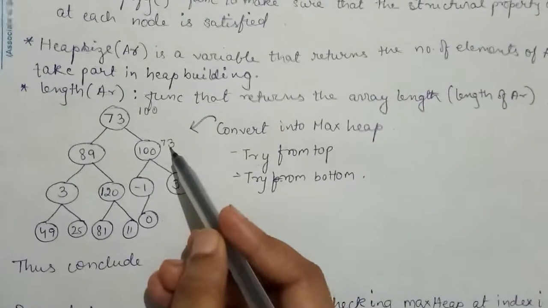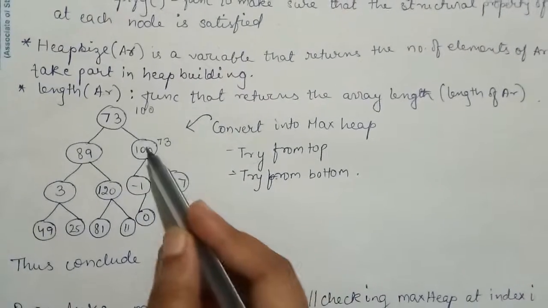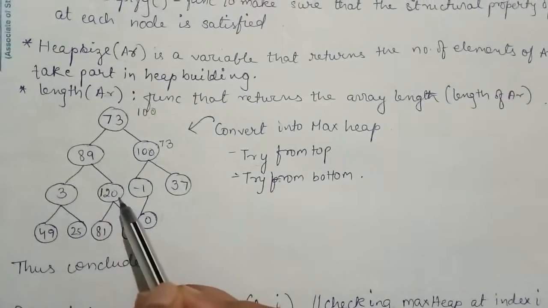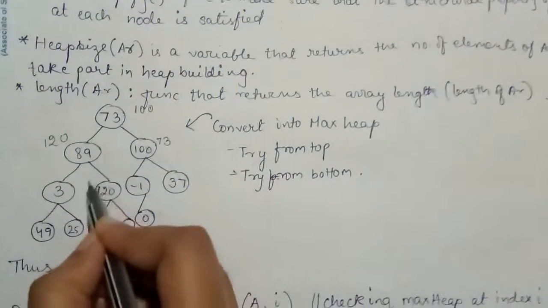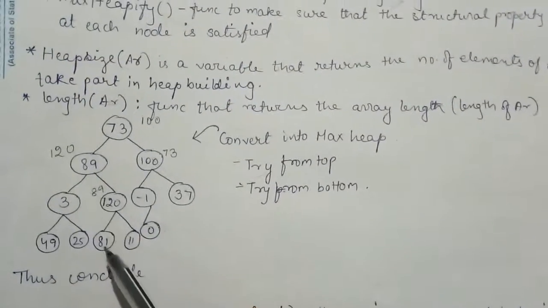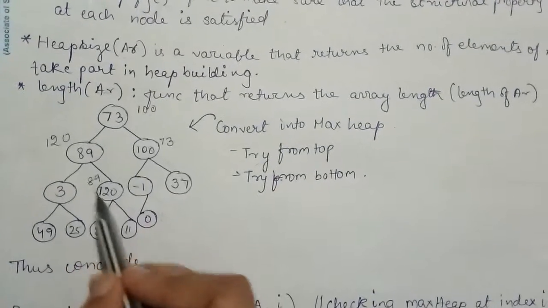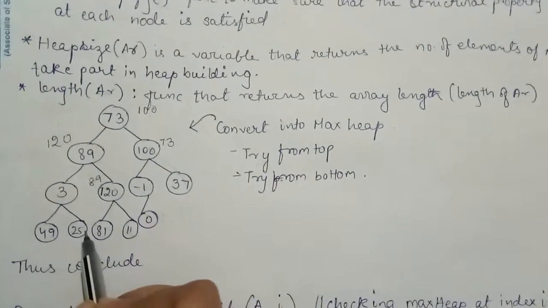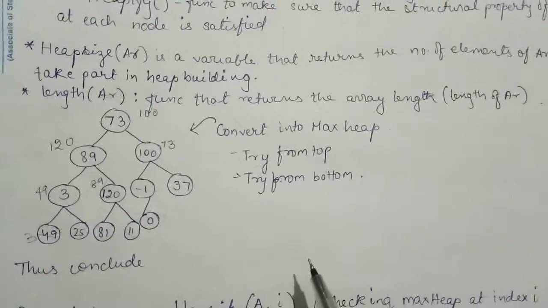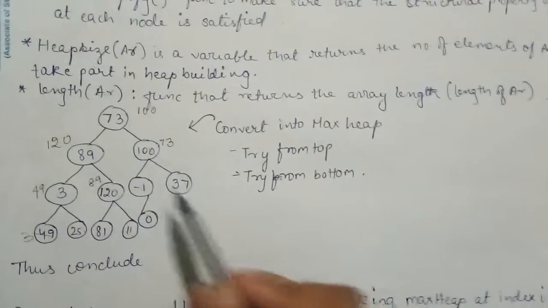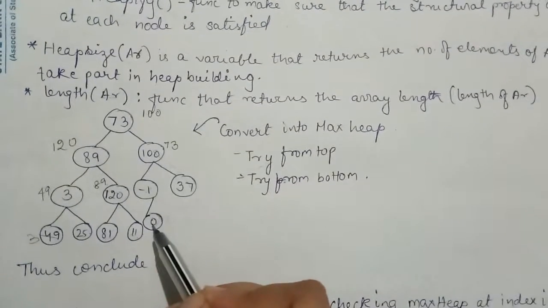Again here 73, minus 1, 37, this is fine. Here 89, 3, 120, this is not fine. Here again we have to change it as 120, and this will be 89. 89, 81, 11, it is fine. 89 is greater than these two, and here 3, 49, 25, this is not fine. Here we have to change it, 49 here, 3, then everything is fine. Now here you see this is minus 1, this is 0, this thing remains. Like this is minimum, this is maximum.